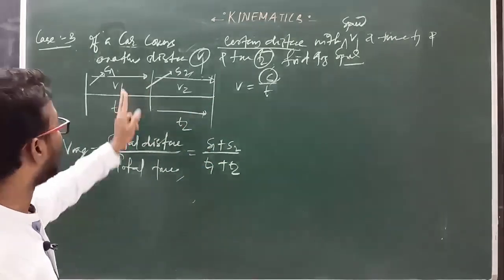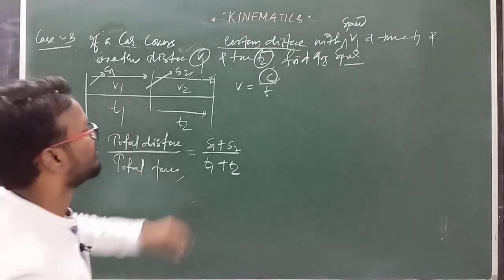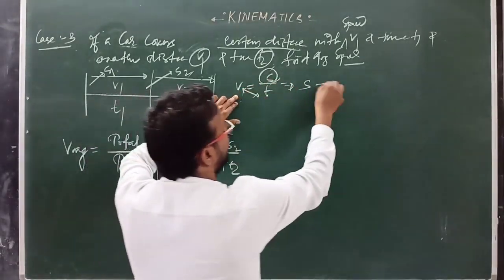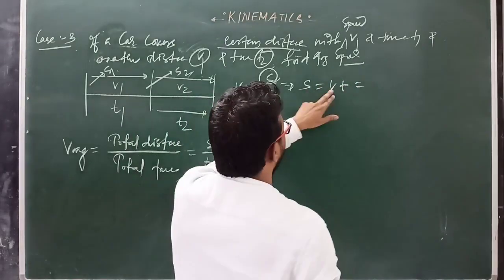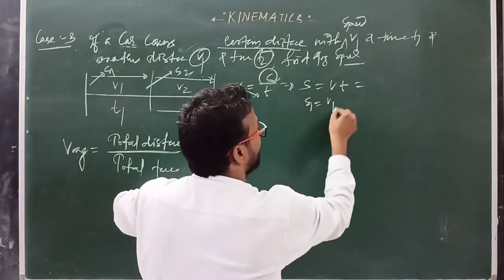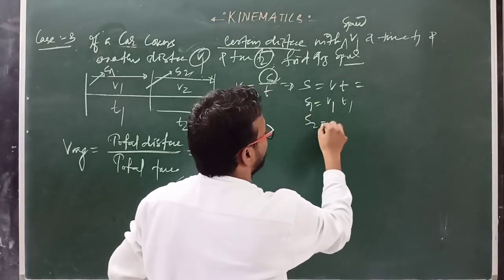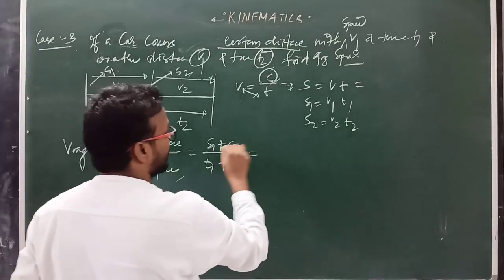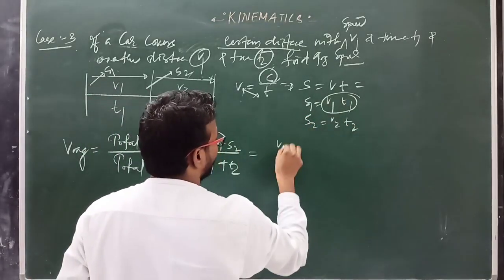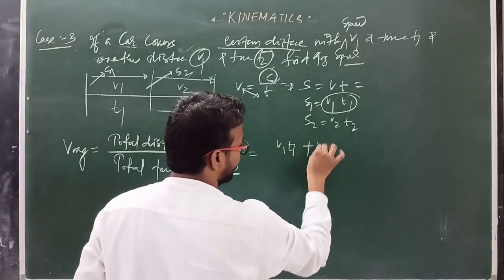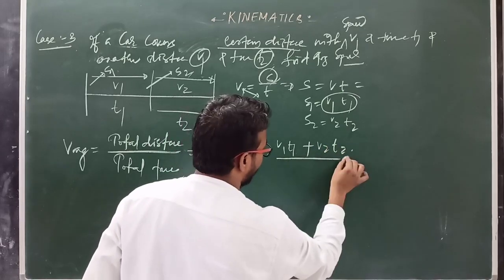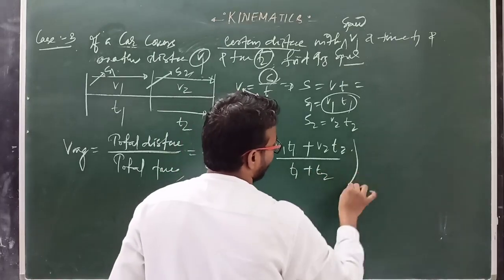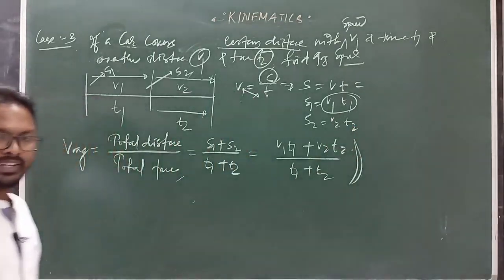But speed and time are given. So you can write s equal to v into t. So you can write s1 equal to v1 into time t1, similarly s2 equal to v2 into time t2. If you use this relation, we can write average speed equal to v1 t1 plus v2 t2 divided by the time, that is t1 plus t2. So this is another formula to calculate average speed.